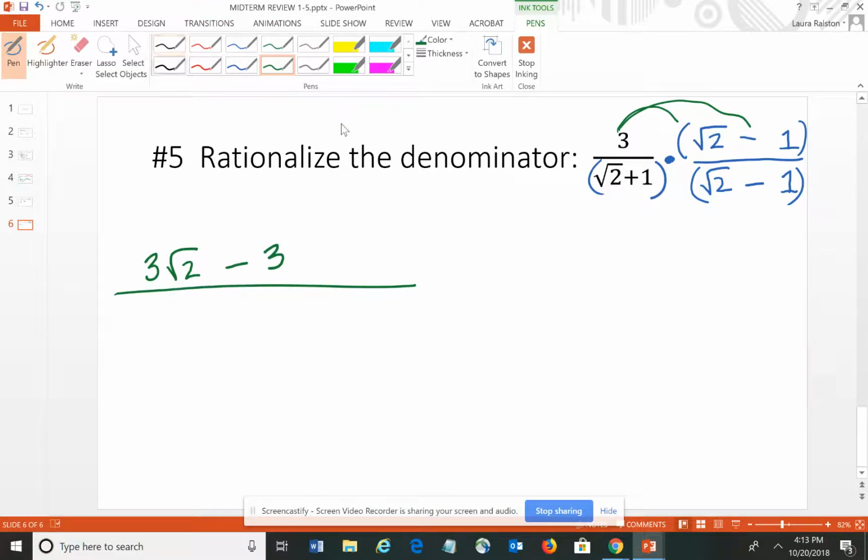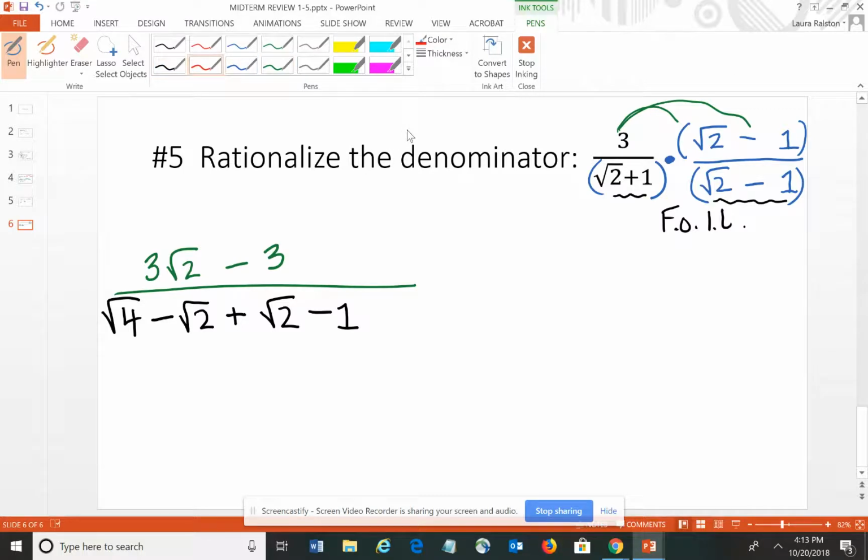And then in the denominator, to multiply square root 2 plus 1 times square root 2 minus 1, we use FOIL. Okay, so if I FOIL this out, I have square root 2 times square root 2, which is square root 4, minus 1 square root 2 is minus square root 2, plus 1 times square root 2 is plus square root 2. Plus 1 times minus 1 is minus 1.